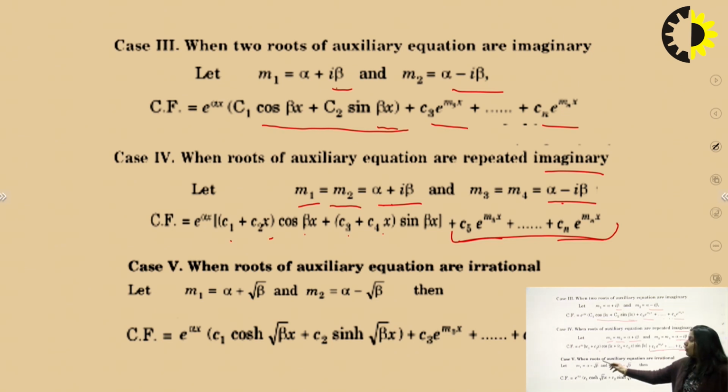And now case fifth is when roots of the auxiliary equation are irrational, and let us assume m1 = alpha + root beta and m2 = alpha - root beta. Then the complementary function for irrational roots is e^(alpha x) (c1 cosh(root beta x) + c2 sinh(root beta x)). And for real roots, the terms are plus c3 e^(m3 x) plus c4 e^(m4 x) and plus up to cn e^(mn x).